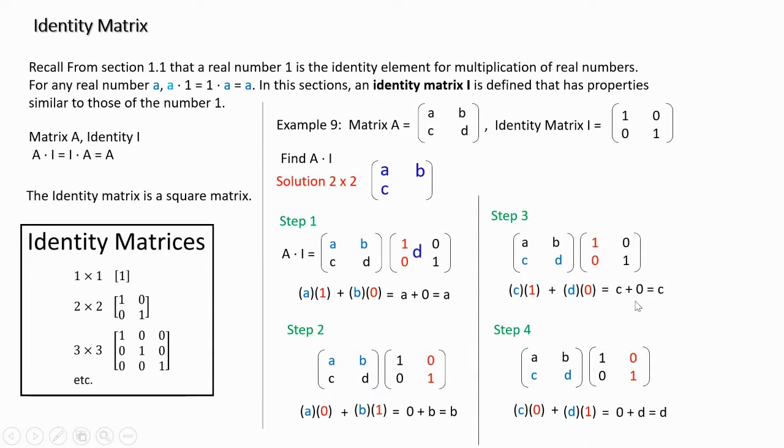You see, guys? So when you multiply the matrix times the identity, it's going to give you back the same matrix. You see, this was matrix A.